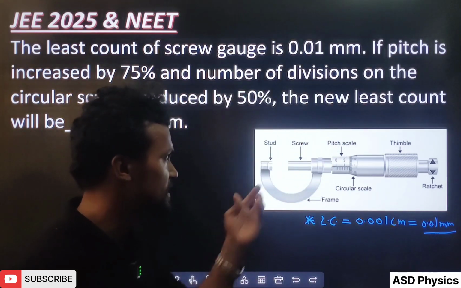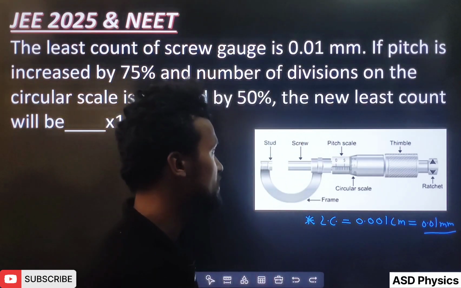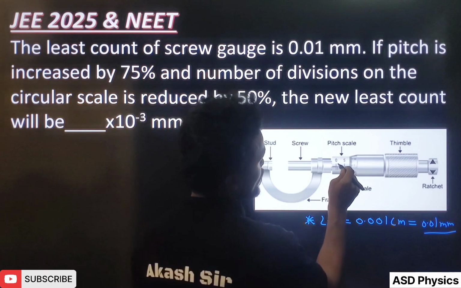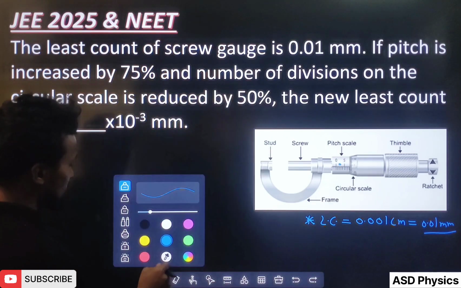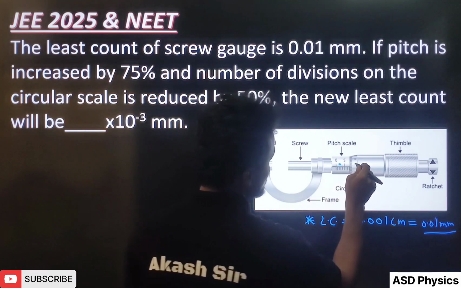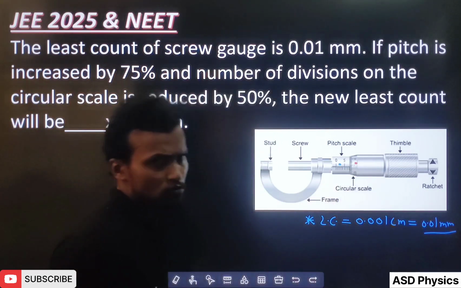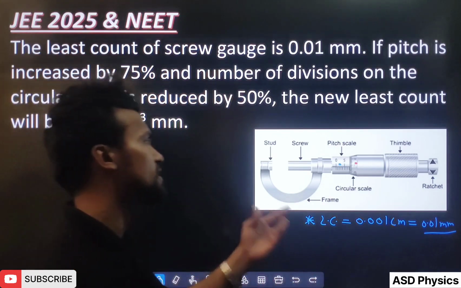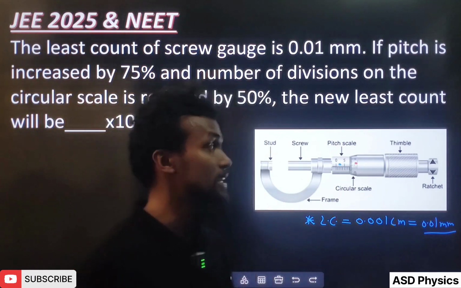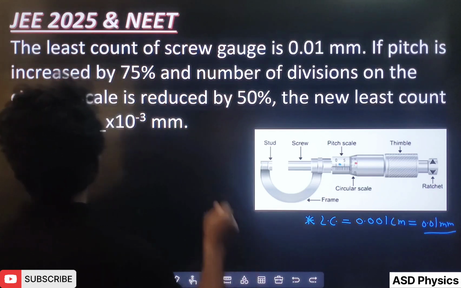Here you will see that in the screw gauge there are two scales. One is the main scale. Here you can see this is the main scale, this blue dot I put. After that there is one more scale, which is called the circular scale. In a vernier there are the main scale and vernier scale, but here it is the main scale and circular scale. So see the question.